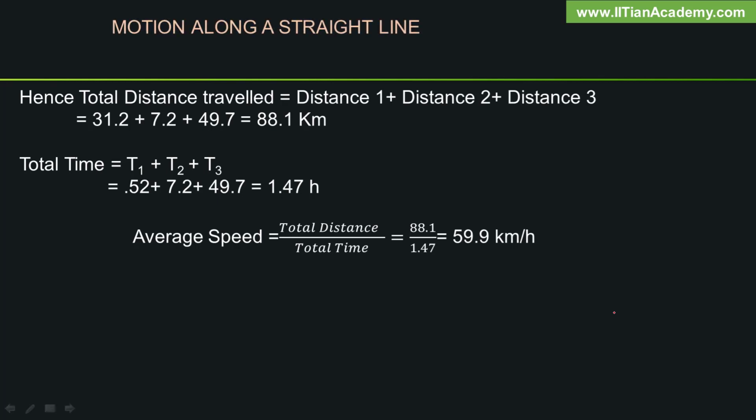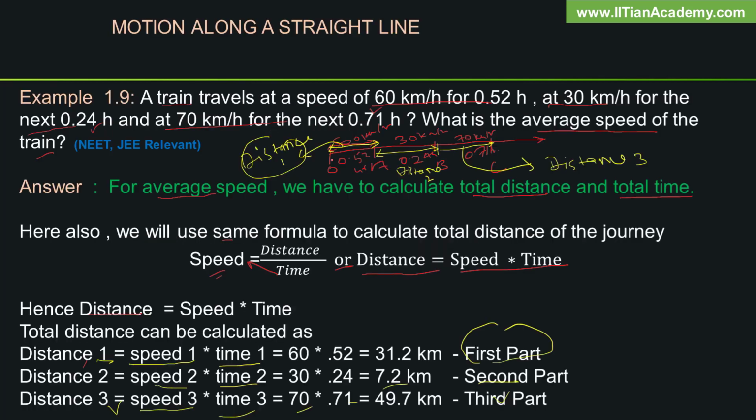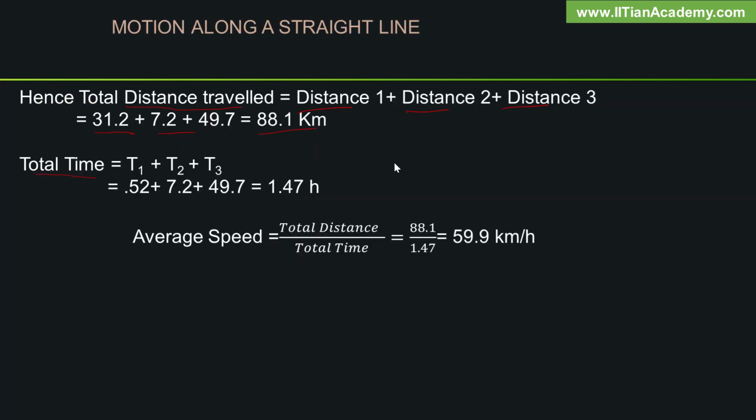Now, total distance is sum of all three parts of the travel, which is 88.1 kilometer, and total time is also sum of all three times, which is 1.47 hours. Hence average speed is 59.9 kilometer per hour.